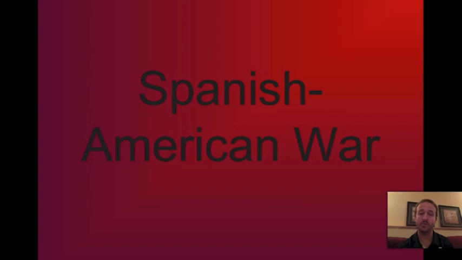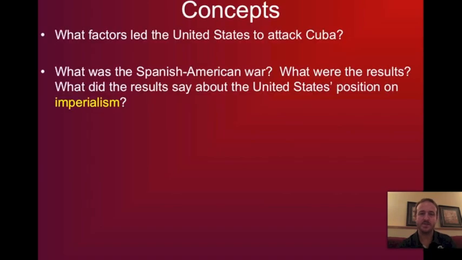And we're going to start with imperialism, and specifically, we're going to start with the Spanish-American War. So let's get to the key concepts. What factors led the United States to attack Cuba? Okay, and we'll have to be careful with that wording, attacking Cuba. And secondly, what was the Spanish-American War? What were the results? What did the results say about the United States' position on imperialism?